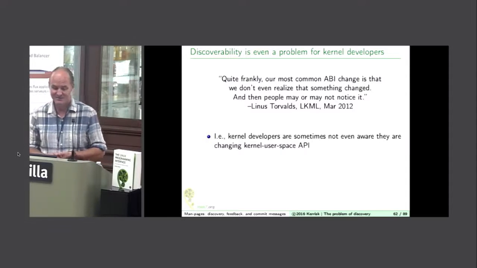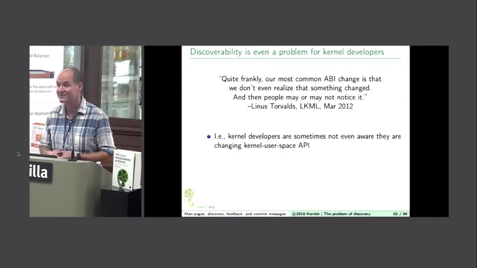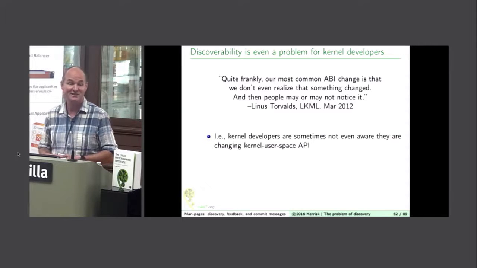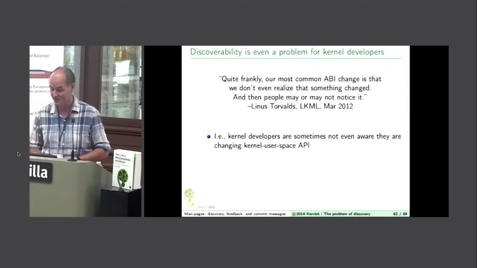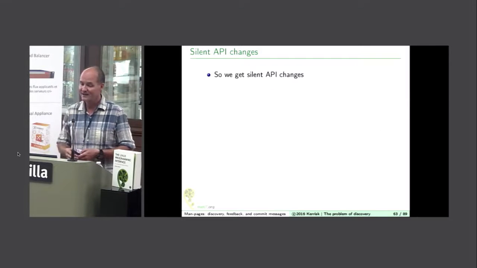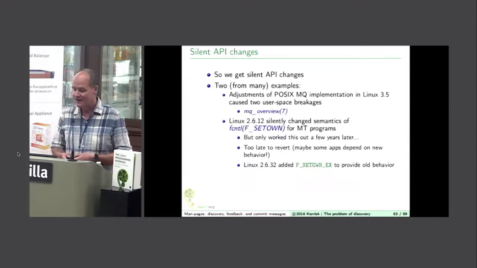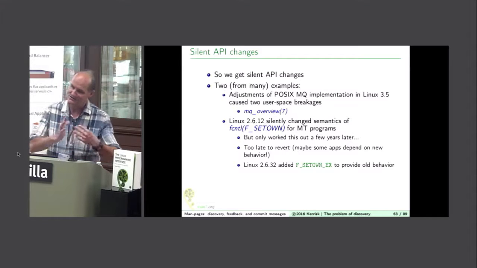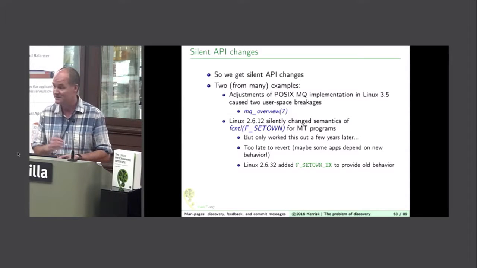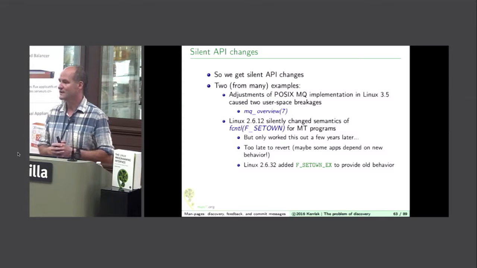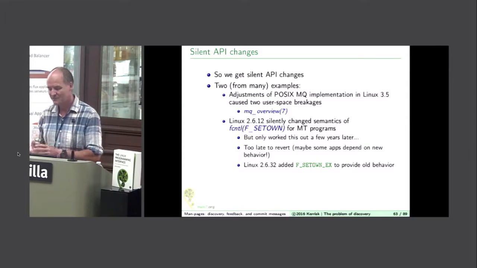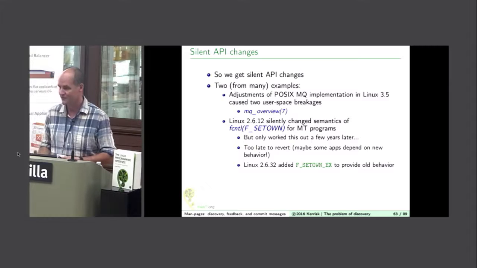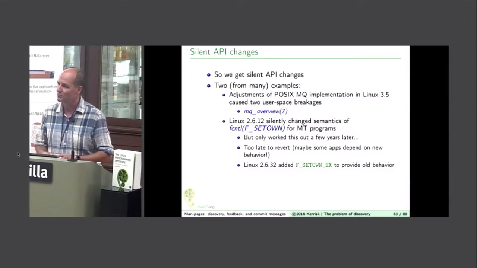As Linus says, the most common ABI change is the unintended ABI change: we change something, we didn't even realize we changed it, and then someone pipes up much later to say, hey, something changed. So we get these silent ABI changes. Just a couple of recent examples. Back in Linux 3.5, someone did various reworking on the message queue interface and just broke the interface in 2 different places. One of them was a quite painful breakage for certain classes of users. The other one was much more minor.